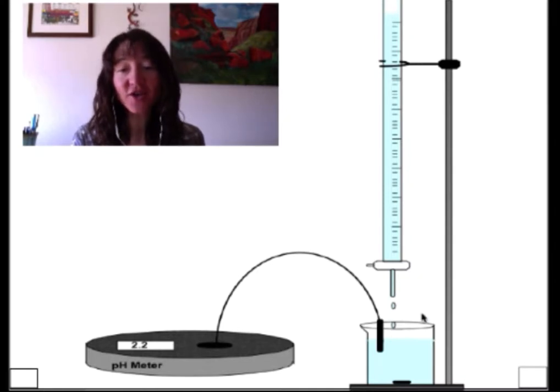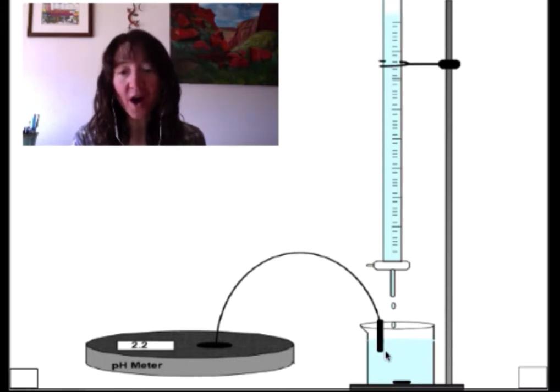So essentially you're adding the equivalence of sodium hydroxide and then monitoring the changes in pH within the solution of acetic acid. So notice here my cheesy depiction of a pH meter with its electrode coming in and reading the pH in the acetic acid solution.